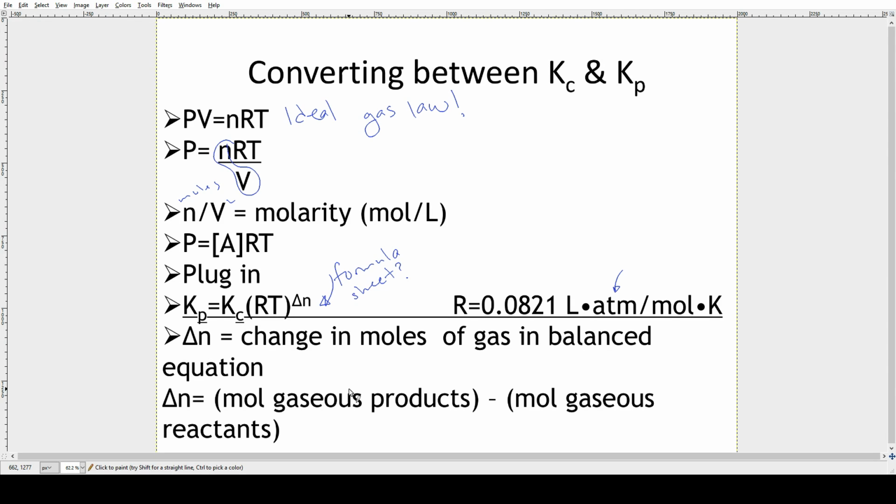So for instance, in our Haber process, we had N2 plus 3H2 and 2NH3. Okay, so here, these are all gases. Gas, gas, gas.